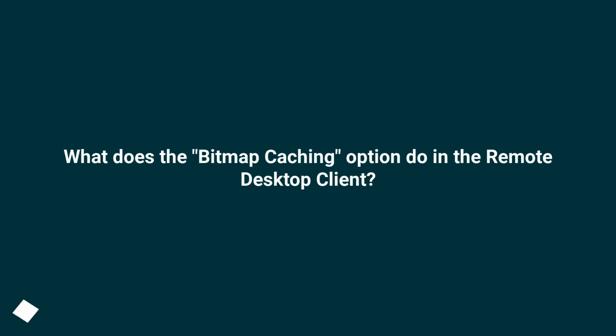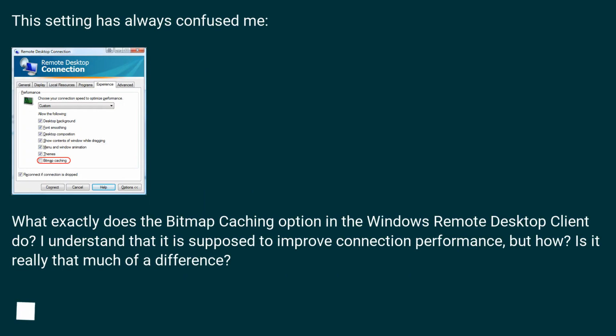What does the Bitmap caching option do in the remote desktop client? This setting has always confused me. What exactly does the Bitmap caching option in the Windows remote desktop client do? I understand that it is supposed to improve connection performance, but how? Is it really that much of a difference?